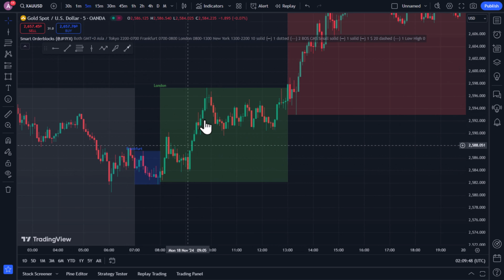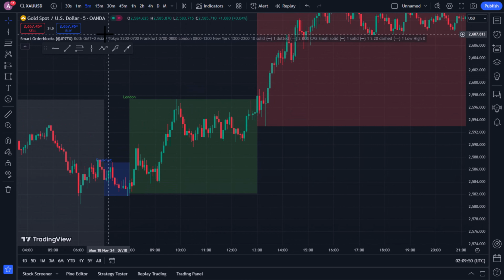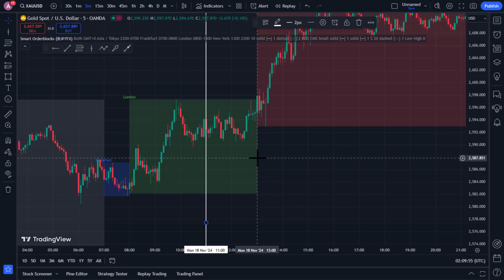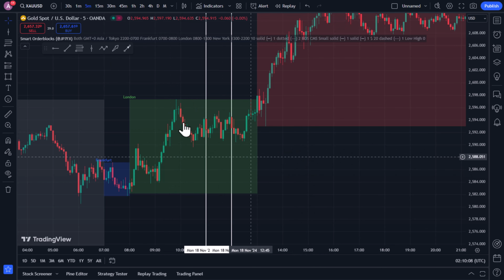Now, where do I always mark my levels? I always mark my levels at 11 o'clock, and most of you are marking your levels either too late or too early. So when you look at this, this is the level that I mark: 11 o'clock to 12 o'clock.